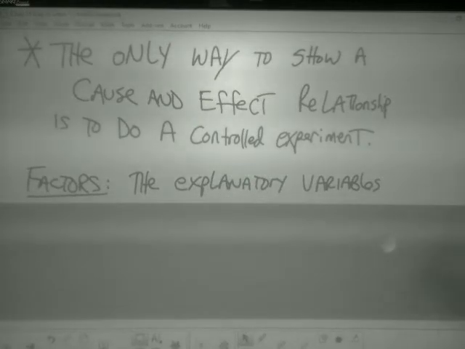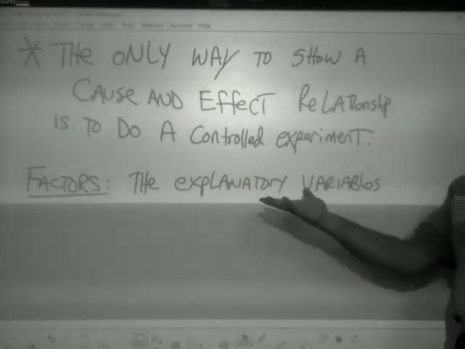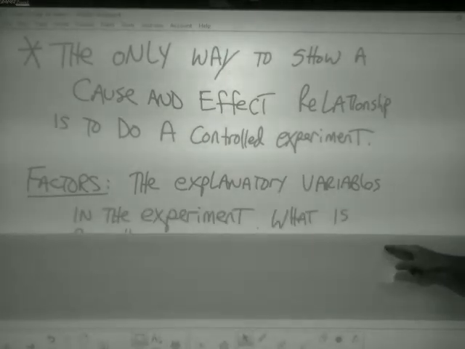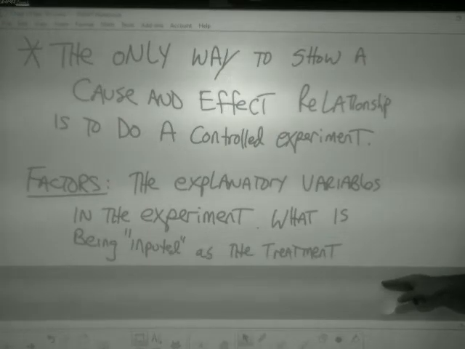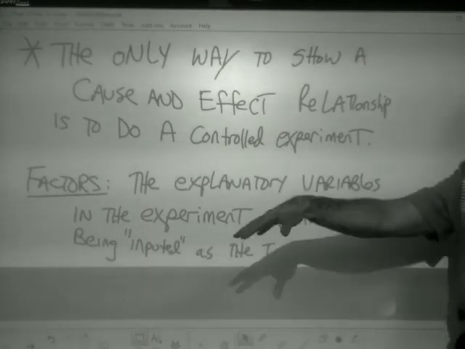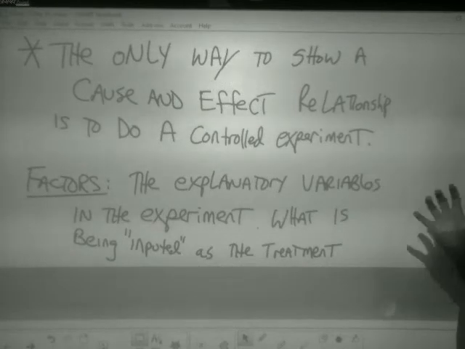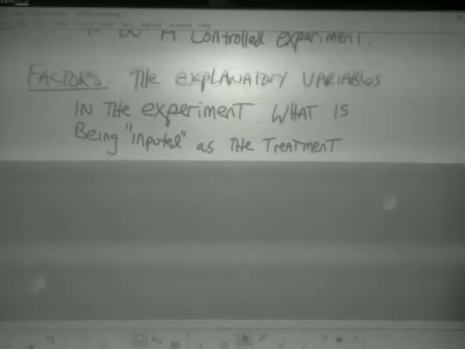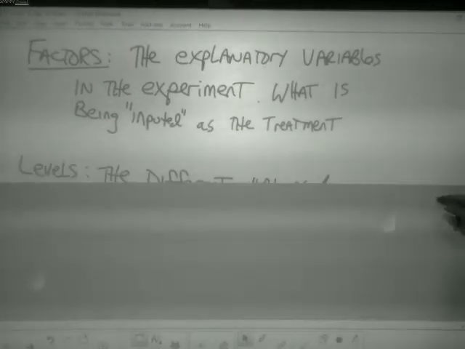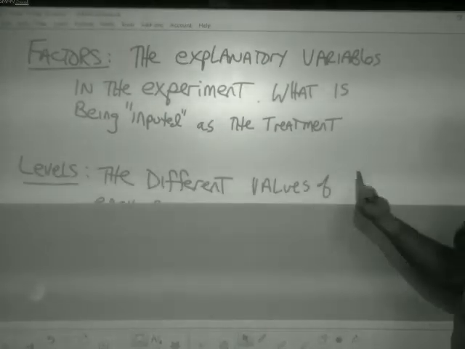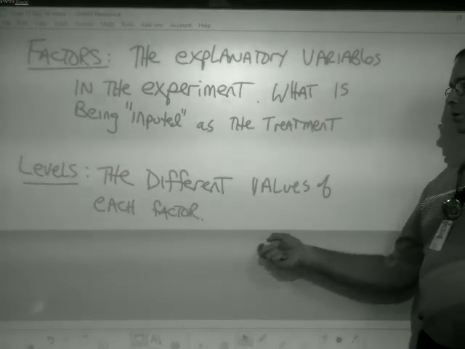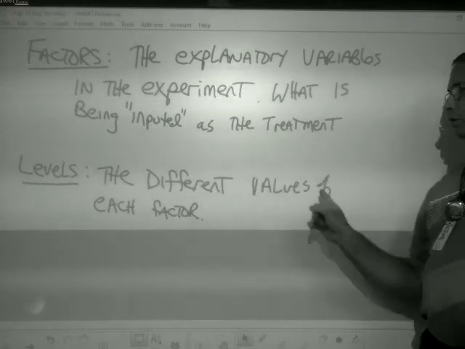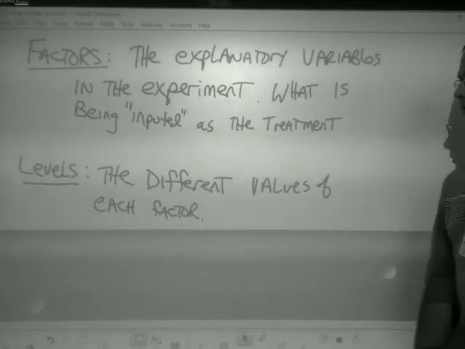So, some other vocabulary words. Factors. Factors are the explanatory variables in the experiment. It is what is being inputted as the treatment. The factors are what you're doing to that subject. Levels are the different values of each factor. So you have a factor of what you're doing, then you might have different levels of that factor.